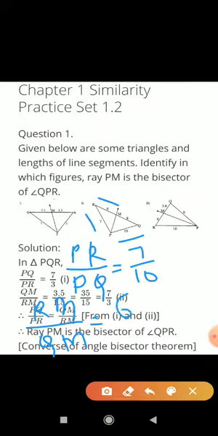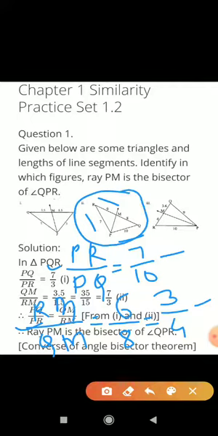So RM is 6 and QM is 8. Now simplify this one. We can simplify by dividing by 2. So 2 3s are 6 and 2 4s are 8. So equation number 2 is 3 upon 4, and equation 1 is 7 upon 10. So these two ratios are not equal. So here we can write PQ upon PR not equal to RM upon QM, and therefore we can say in this second diagram ray PM is not the angle bisector of angle QPR. Okay, because the ratio is not equal.